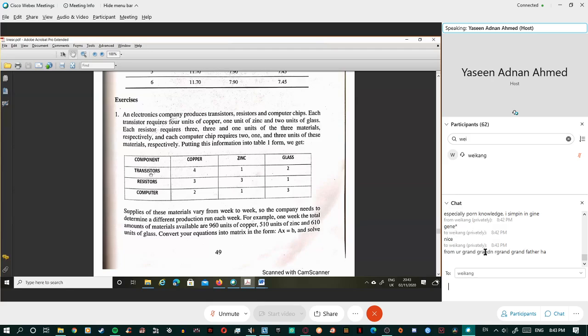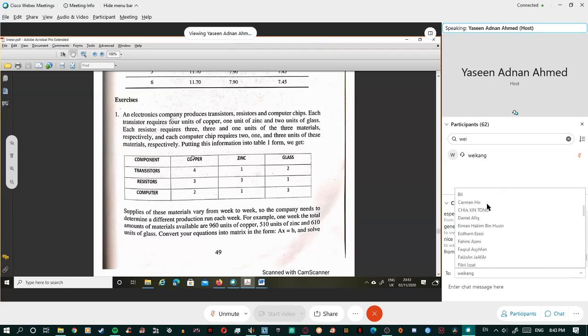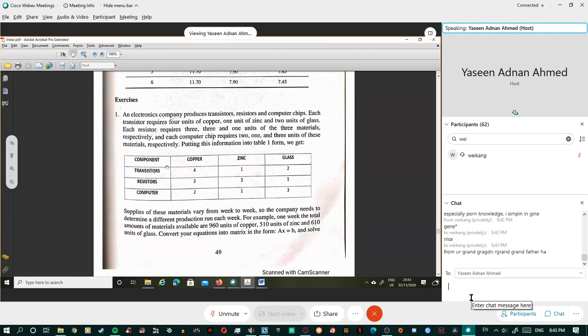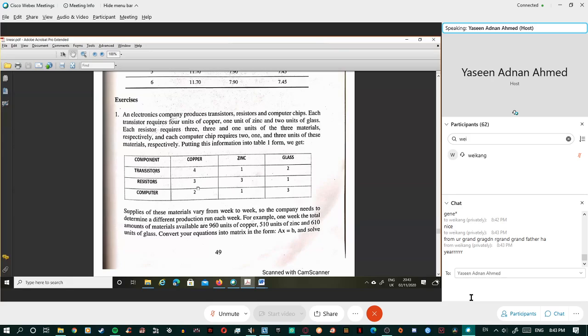So how many registers? If you are considering the total number of copper, it depends on the registers. We are considering total production, and you need this unit of copper. So 4x, you can consider x1, x2, x3. 4x1 plus 3x2 plus 2x3 should be equal to 960. Another one, x1 plus 3x2 plus x3 should be equal to 510. Another one, 2x1 plus x2 plus 3x3 is equal to 610.